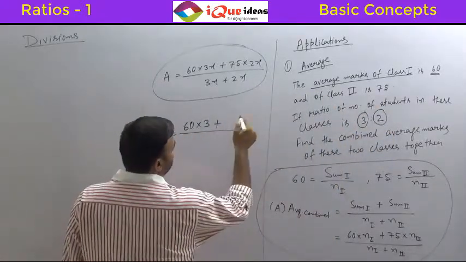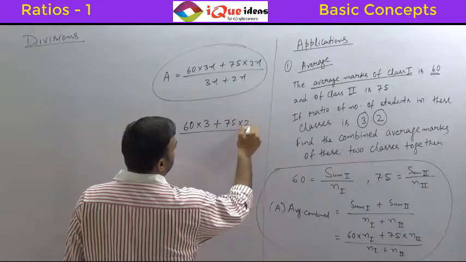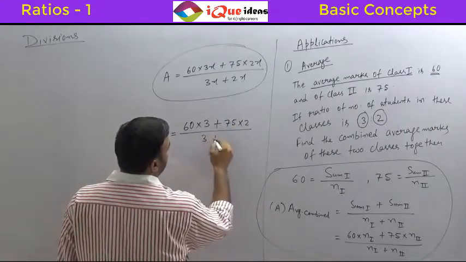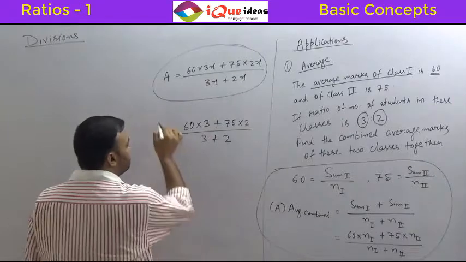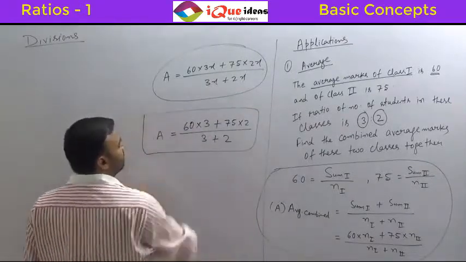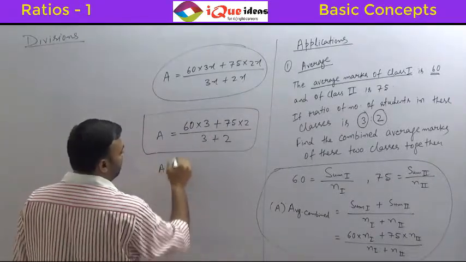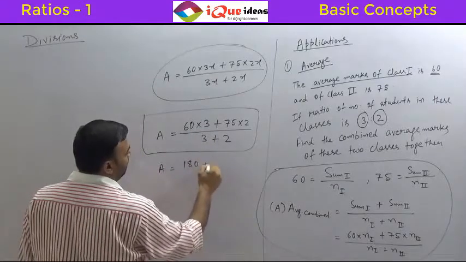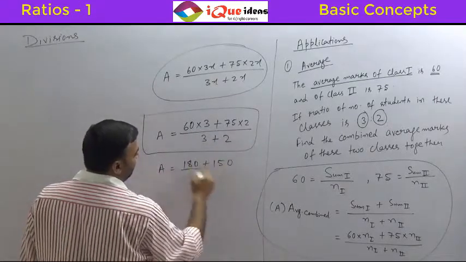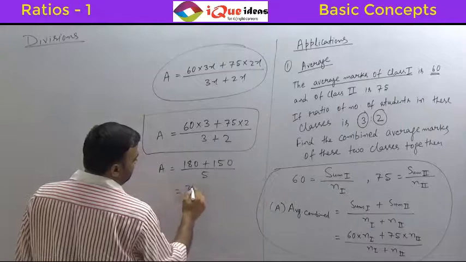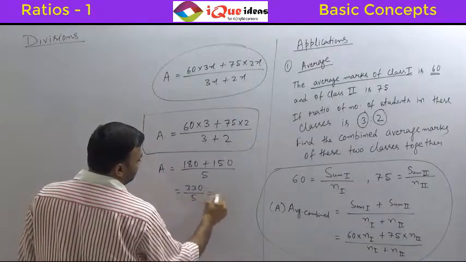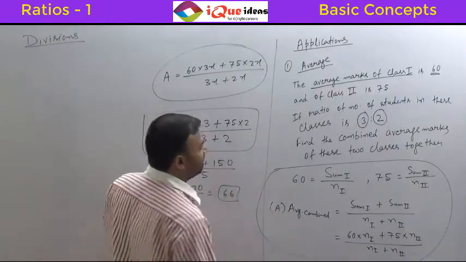So the second class average is 75 and the number of students is 2. And in the denominator you just take the total number of students as 3 plus 2. That's it. This is the only thing you were supposed to do in this question. So average will be equal to 60 into 3, that is 180, plus 75 into 2, that is 150, divided by 5. So it is 330 divided by 5, and that is 66. This is the combined average marks of these two classes.